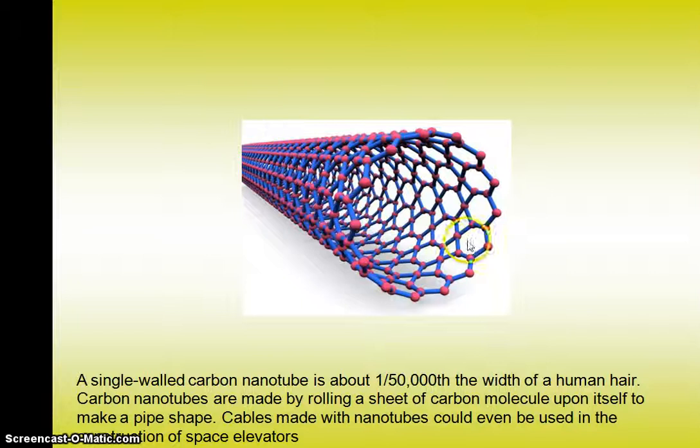These are carbon nanotubes. A carbon nanotube is about 1 upon 50,000th the width of a human hair. Carbon nanotubes are made by rolling a sheet of carbon molecules upon itself to make a pipe shape. Cable made with nanotubes could even be used in the construction of space elevators.